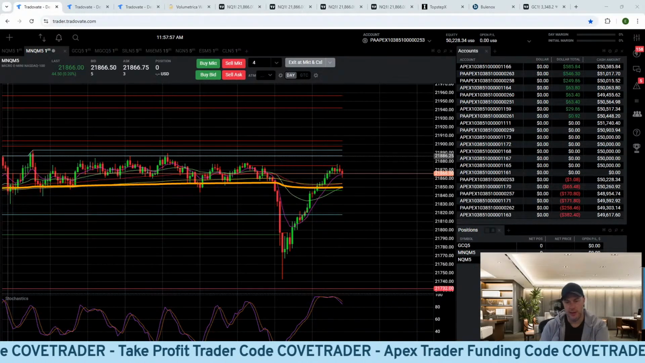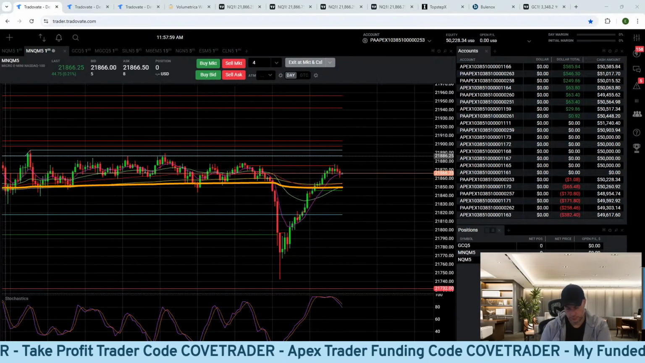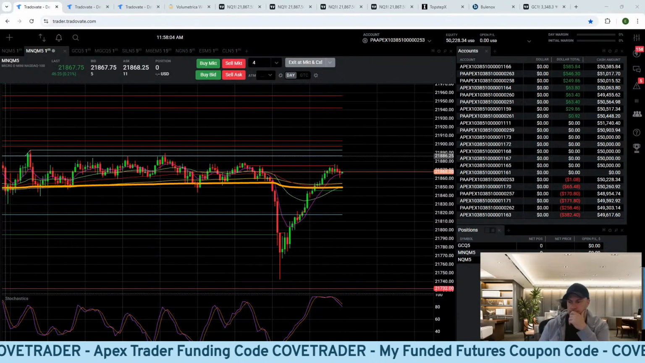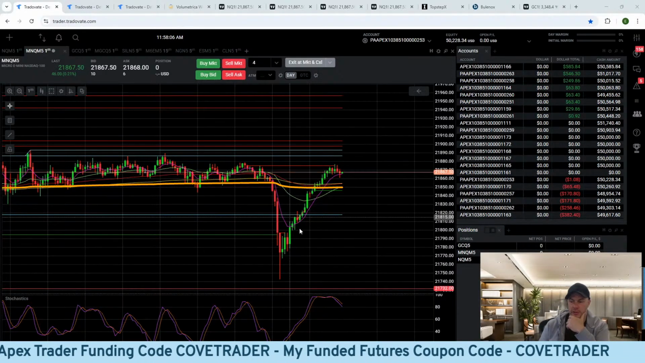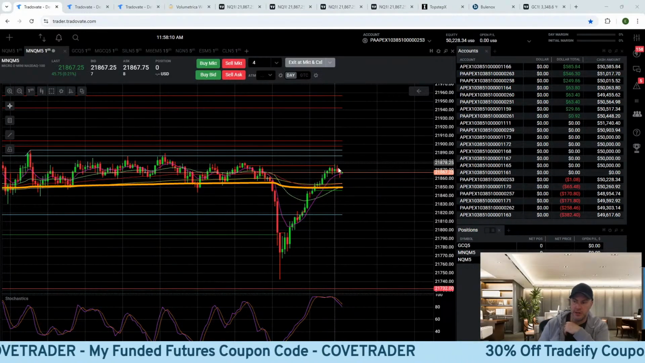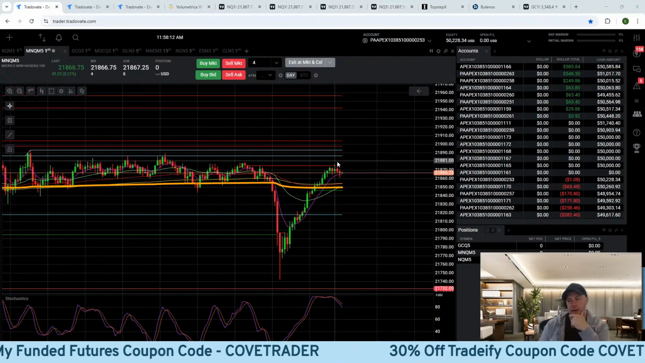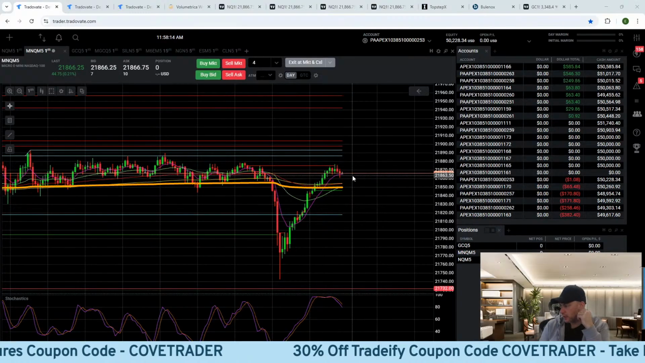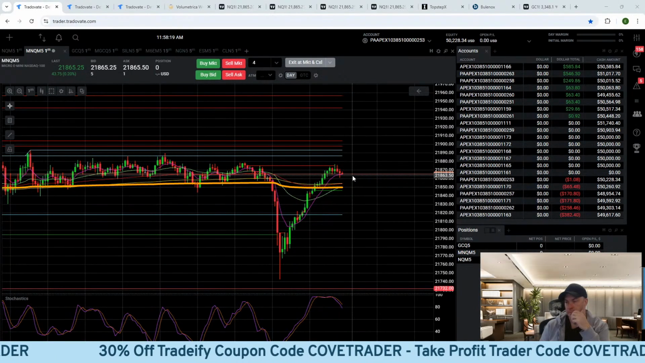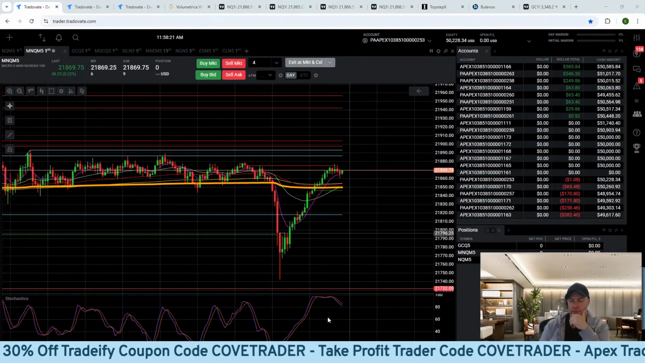Yeah, lock it in, man. See how stochastics are turning down pretty sharply, but price action is not. I kind of like this to continue to the upside. It's kind of what I'm looking for. I like some type of divergences like that.